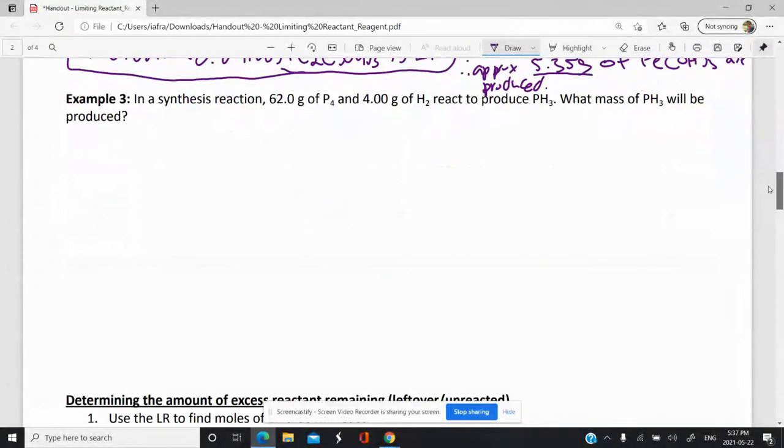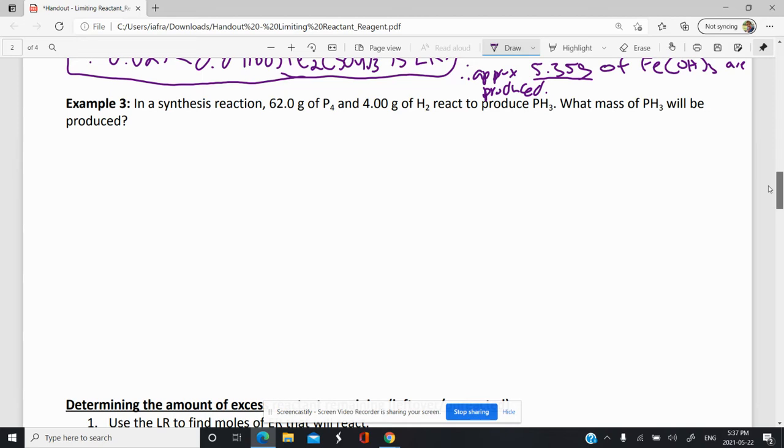In this video, we're going to do another example from your handout. We'll do example number 3. So let's go ahead and read that and do the steps. In a synthesis reaction, 62 grams of P4 and 4 grams of H2 react to produce PH3. So it's a synthesis reaction. That's important because it's going to help us write our equation. What mass of PH3 will be produced?